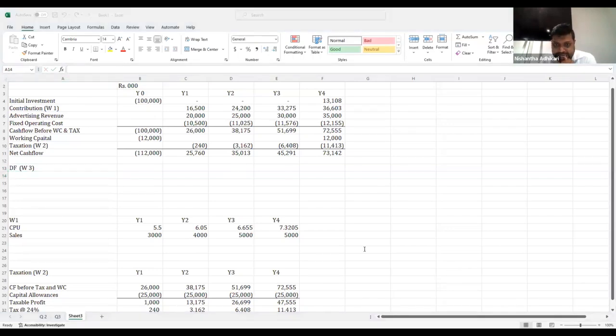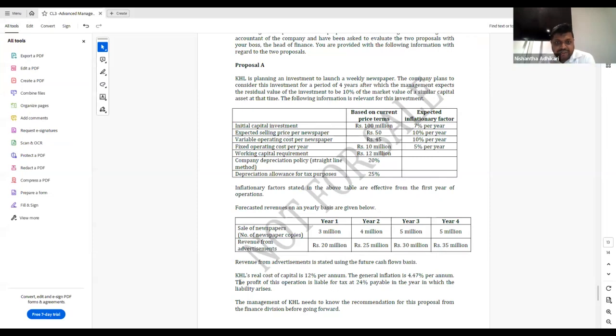Look at this one. It says KHL real cost of capital 12% per annum. The general inflation is 4.47%. Now, since these cash flows are given in a different discount rate, you have to discount these cash flows by using the nominal discount rate. Therefore, we will calculate the nominal cost of capital by using Fisher's equation. Okay, I will show you how to do that.